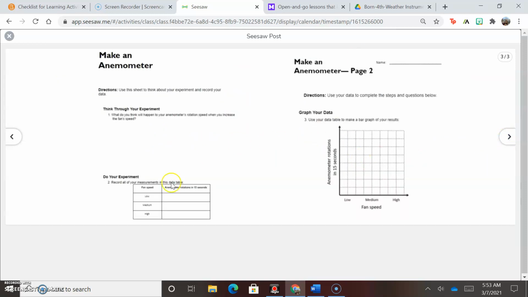And then everyone has to do these pages here, which connects to the math portion where they're going to be plotting the data of how fast or how many rotations their anemometer gets on low, medium, and high speed of a fan.